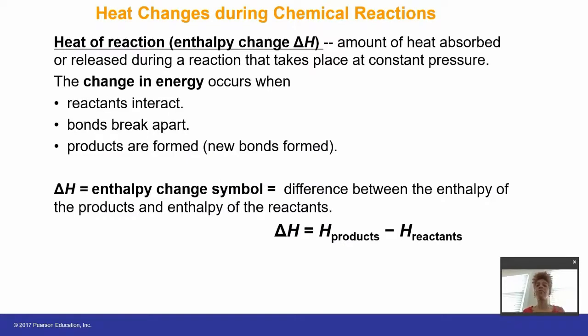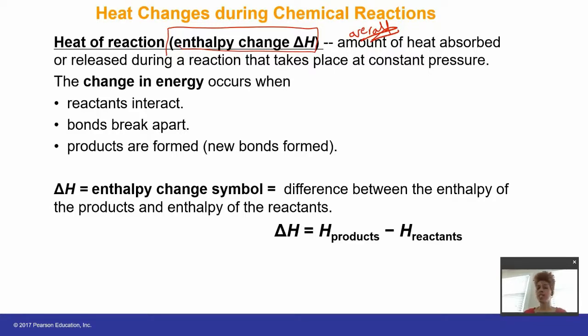So we call the heat of a reaction enthalpy change, and it's delta H. And that is the overall amount of heat energy that is absorbed or released during a reaction that takes place at constant pressure.